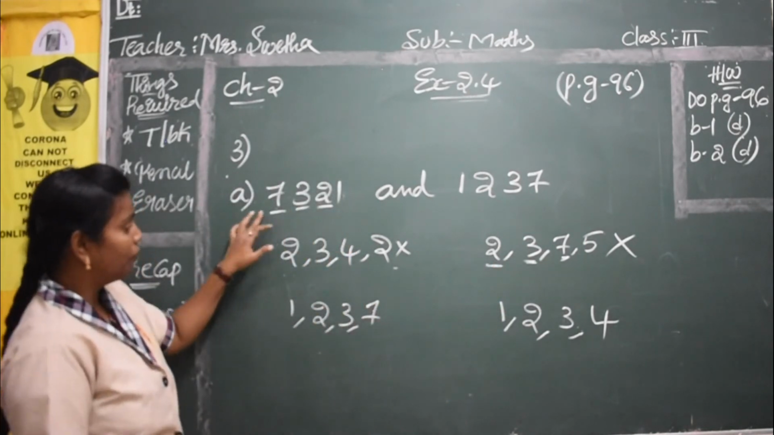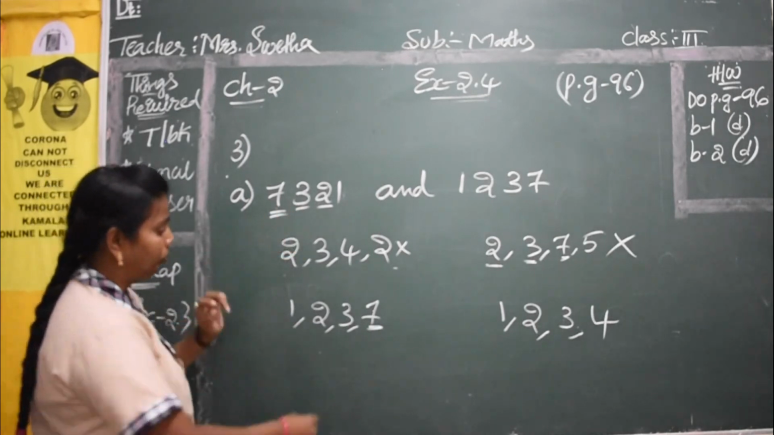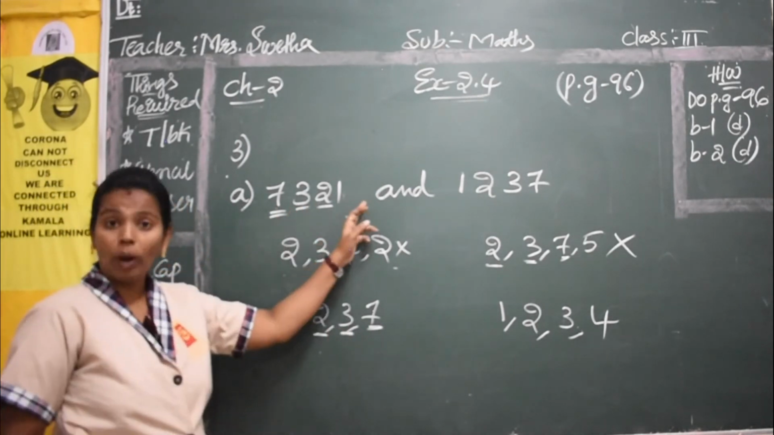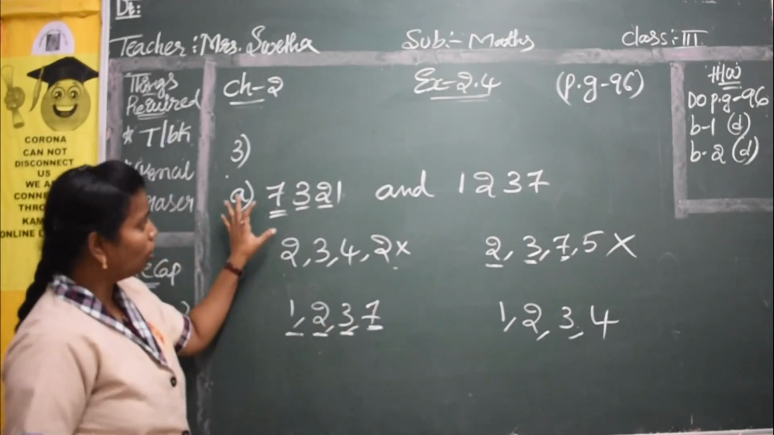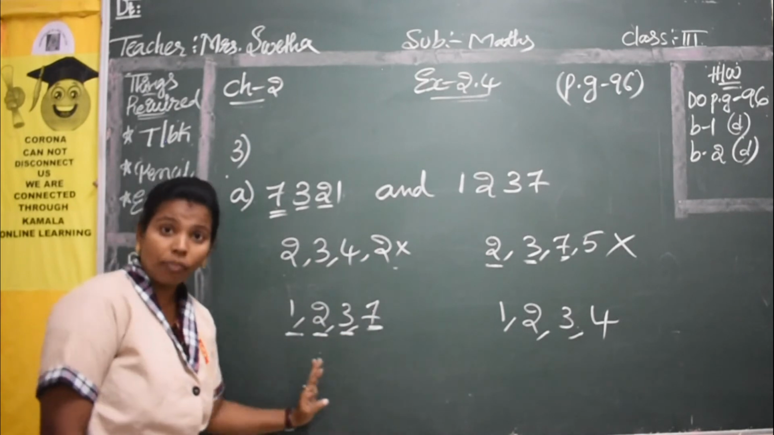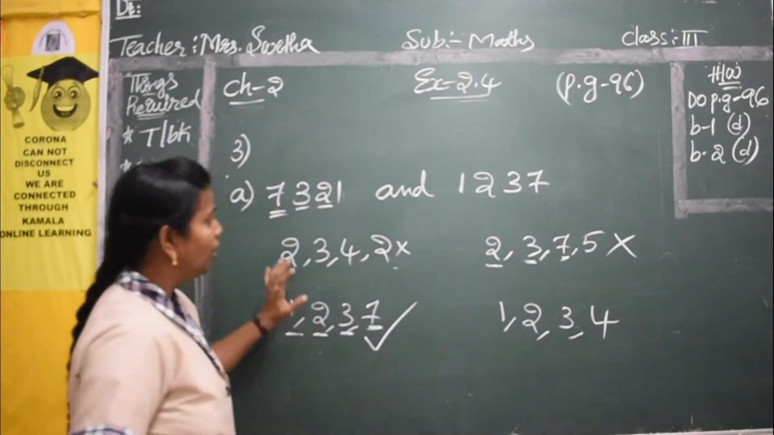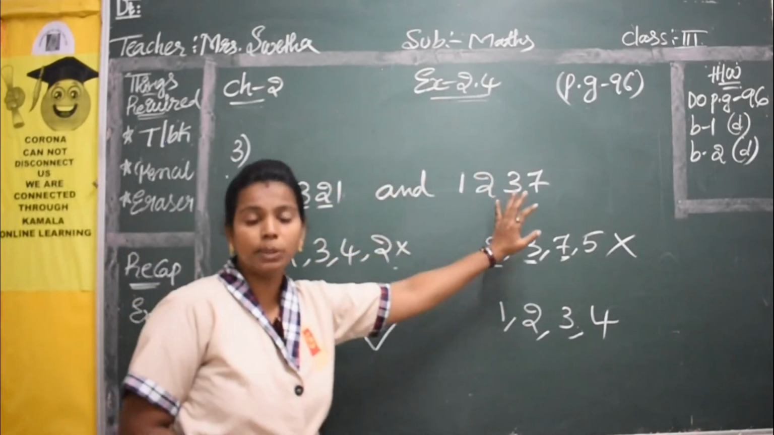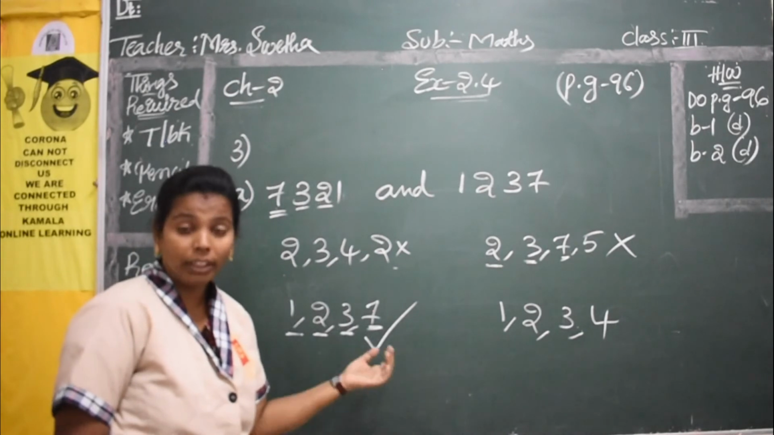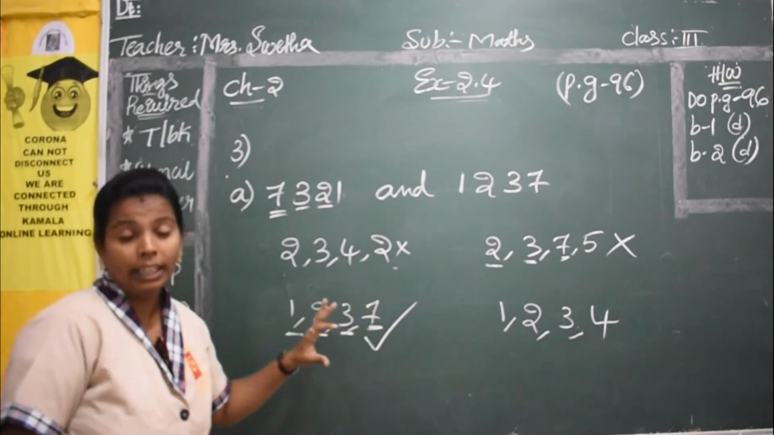See the third one. First, 7 is there? Yes, 7 is there. 3, yes, 3 is there. 2, yes, 2 is there. 1, yes, 1 is there. So all these digits are there in this one. So this set of numbers is used for forming this greatest and the smallest numbers. Okay children, so from here I think you have understood how to check and how to identify which set of numbers is used here.